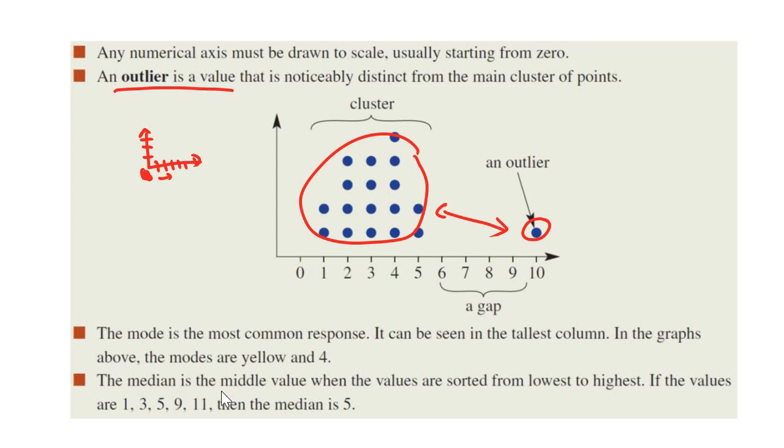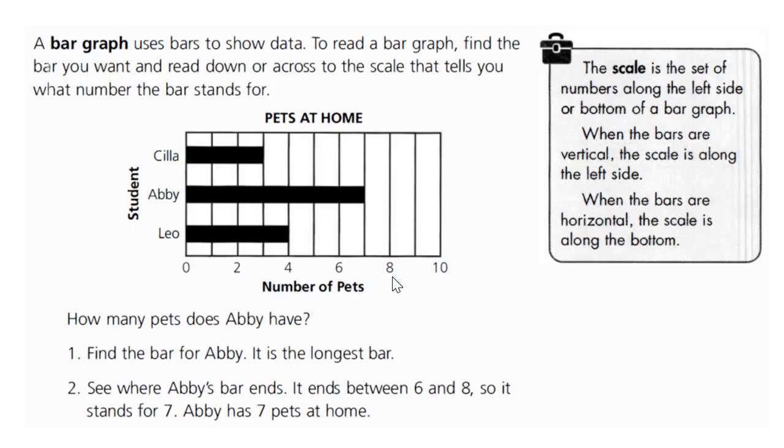Next is the median, which is basically the middle value when the values are sorted in ascending order from lowest to highest. So if the data is like this, 1, 3, 5, 9, 11, the middle value is 5.